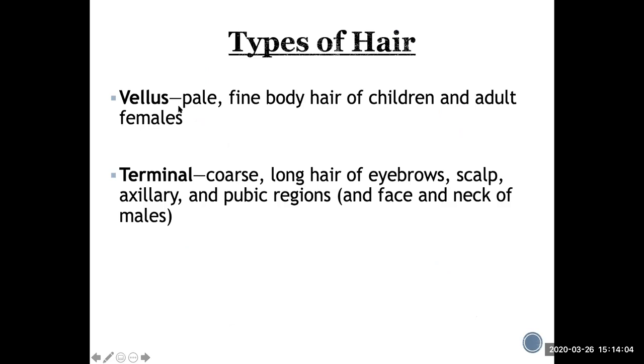Okay. There are two different types of hair, generally speaking. Vellus hair is the pale, fine body hair of children and adult females. And terminal hairs are coarse and long. These are the hairs of your scalp, of your eyebrows, your axillary, so like your armpits and your pubic regions, and the face and neck of males, right?